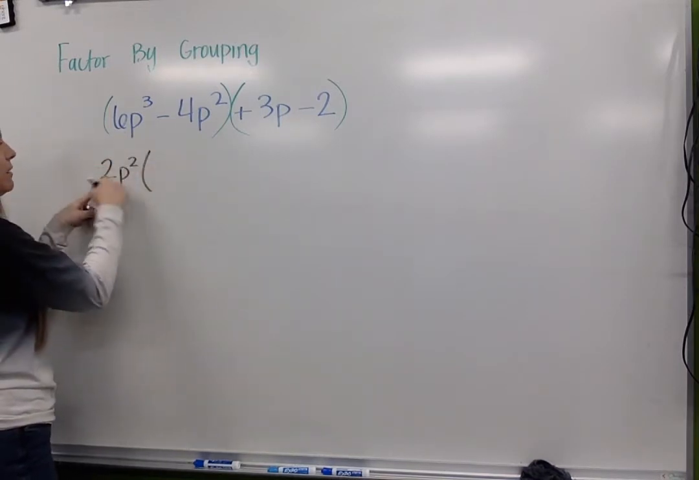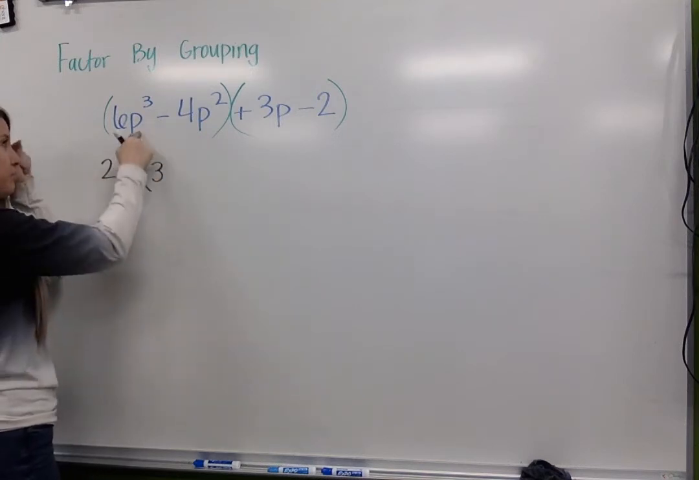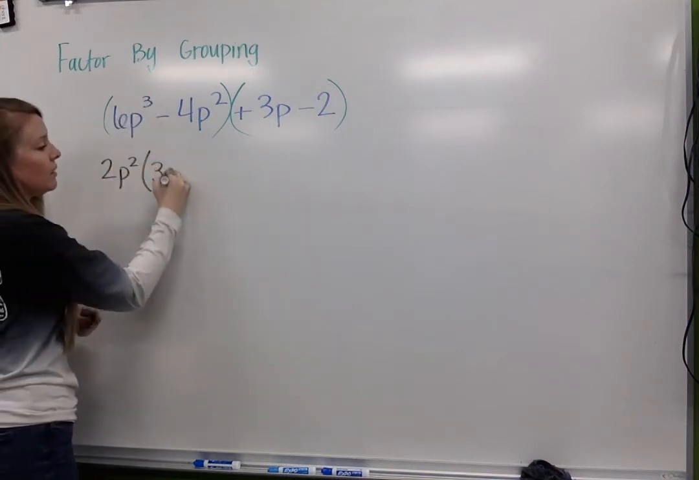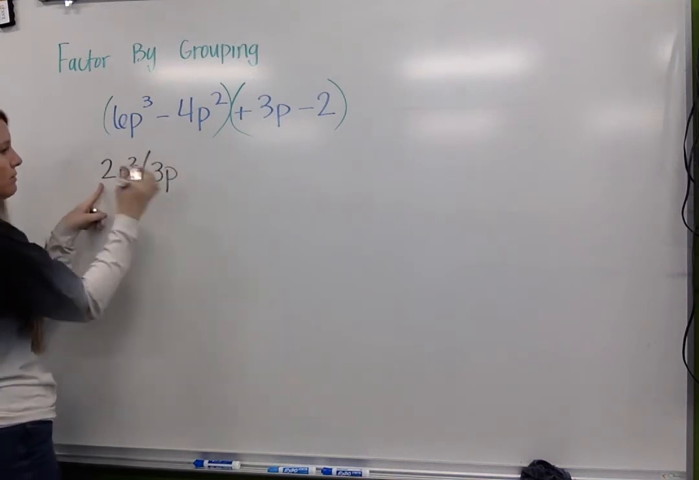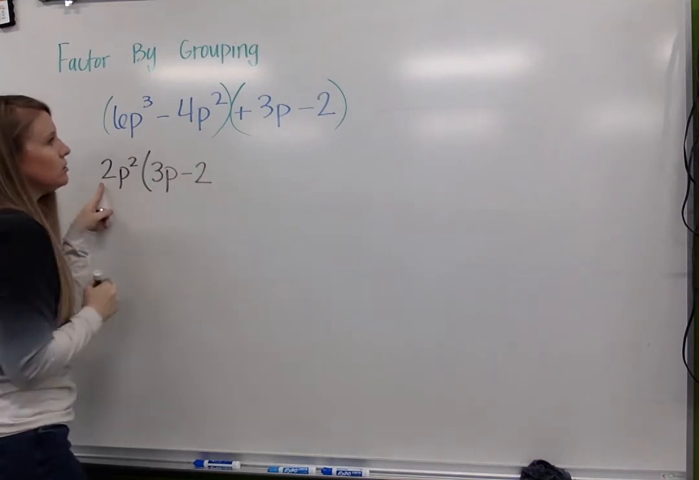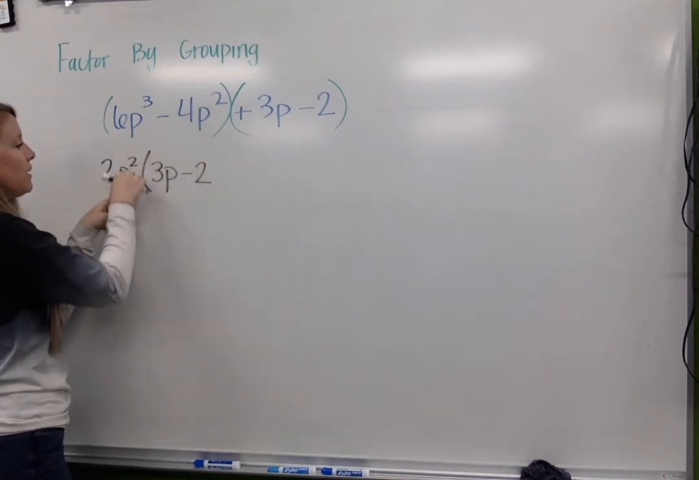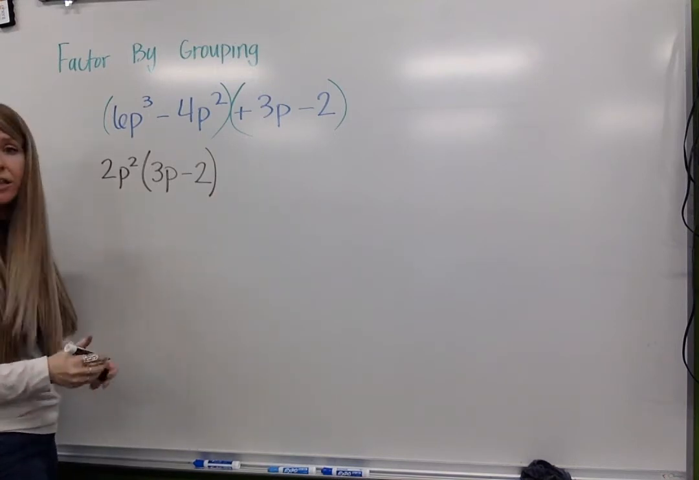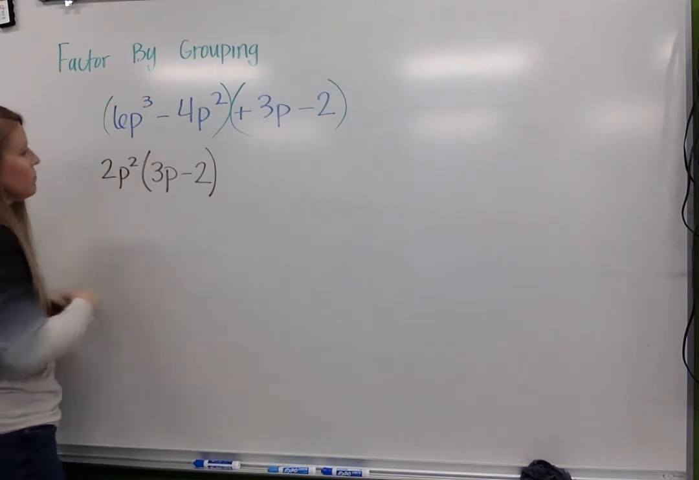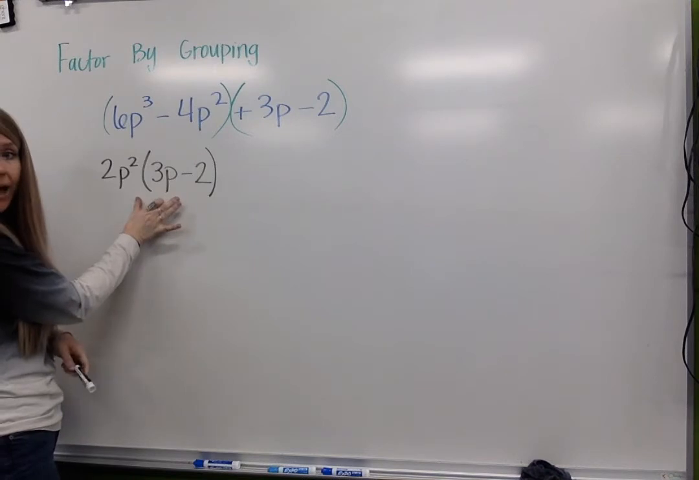6 divided by 2 is 3. P cubed divided by p squared is p. Cool. Negative 4 divided by 2 is negative 2. P squared divided by p squared is 1. So we're done factoring there. Awesome. First group is now factored.